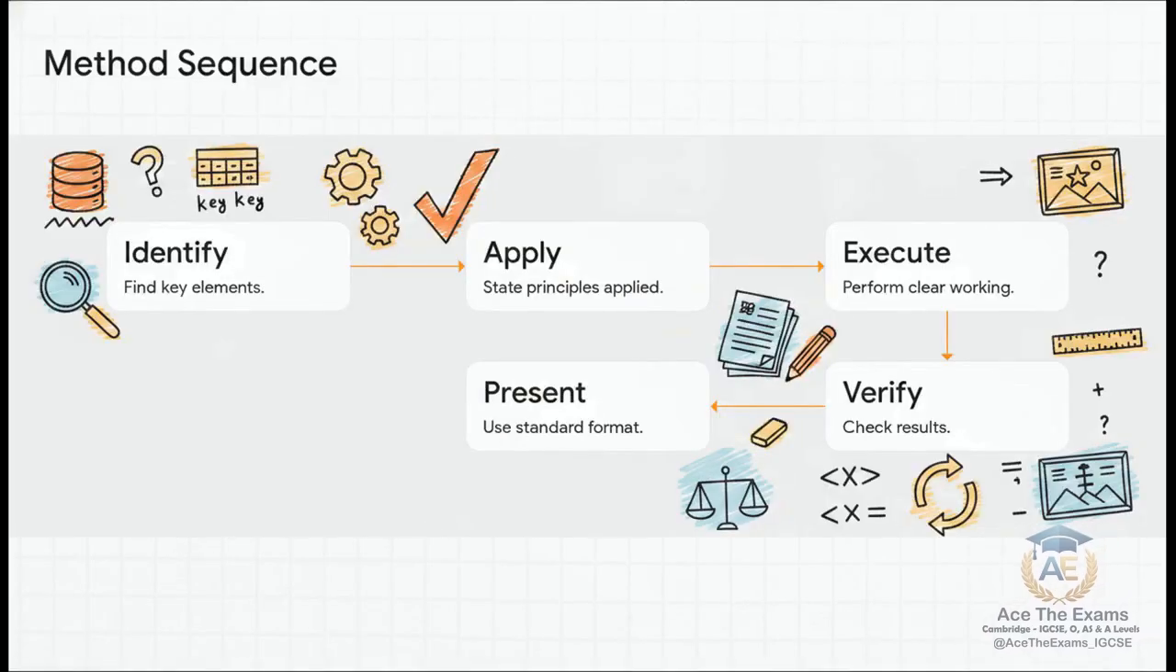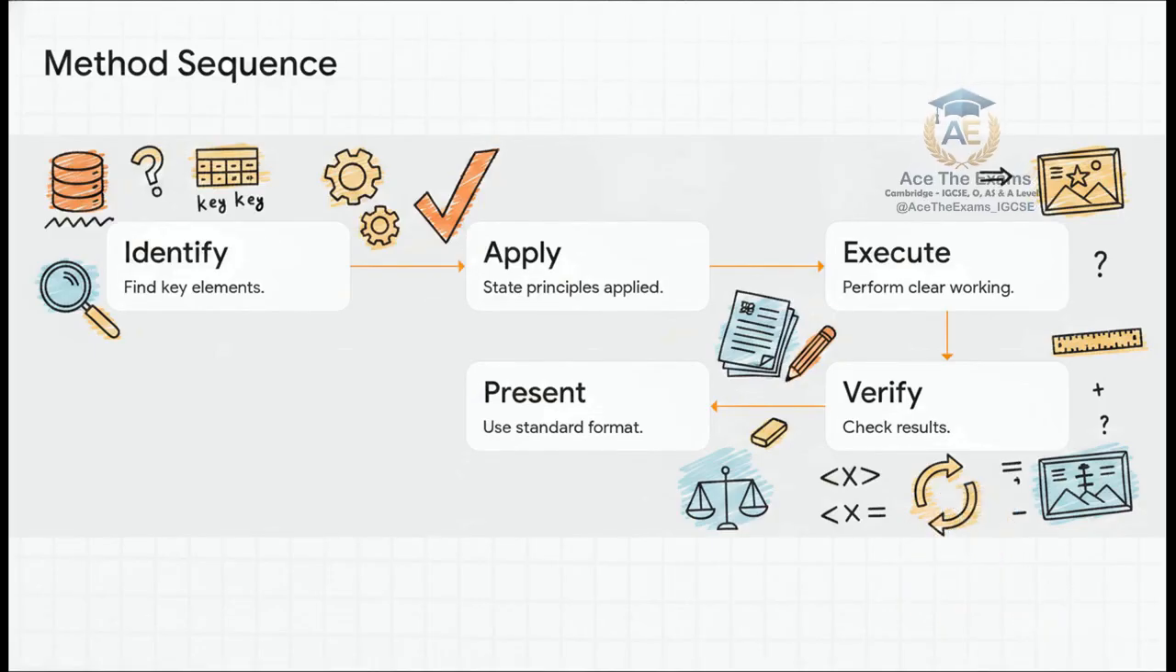Okay, back to the strategy. Examiners literally award you points just for showing your process, even if your final tables end up being flawed. By executing this 5-step standardized sequence, you guarantee you are picking up method marks even if your final database schema calculation is slightly off. Step 1, identify key elements.